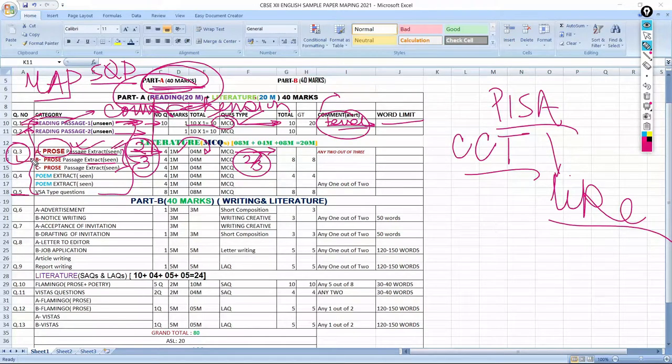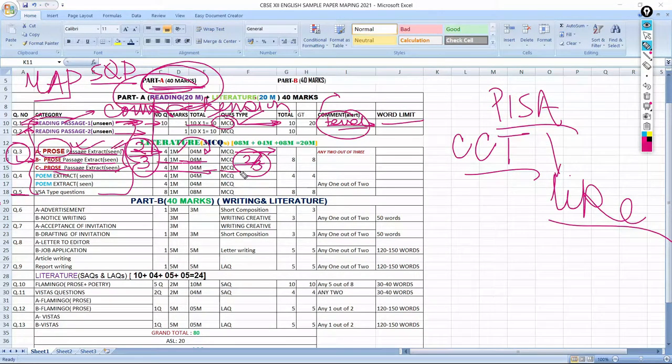Second, 3B, okay? It will again be the prose extract. This also is seen, and this one carries how much mark? Same mark, 4 questions, 1 mark each, 4 into 1 equal to 4. Type of the question is MCQ type of question. Same extract for comprehension, total number of questions 4, 1 mark each, total 4 marks, MCQ type.